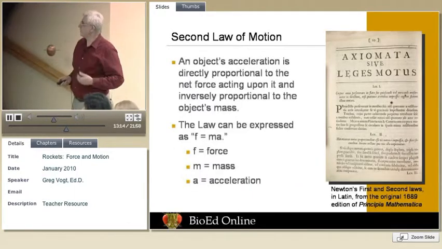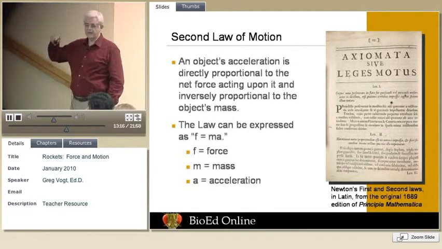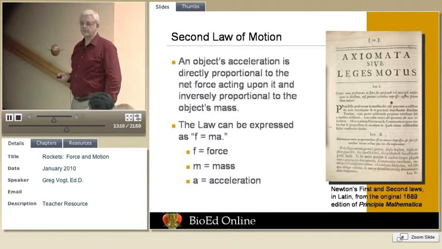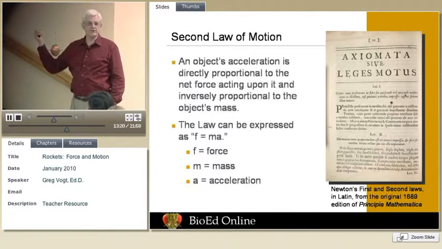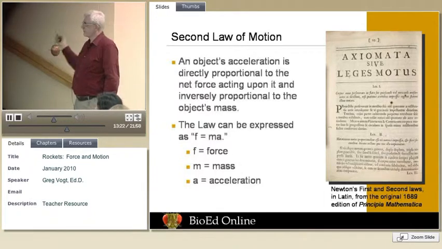Okay, second law of motion. I'm skipping here. I went from 1 to 3. Now I'm going to go back because this is the one that kind of describes it. I would have preferred this be number 3, just to be nice and in order. And this one sounds kind of complex.